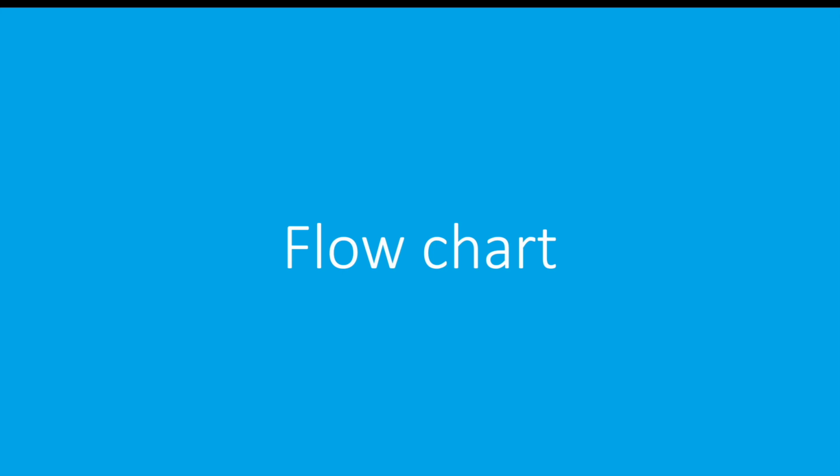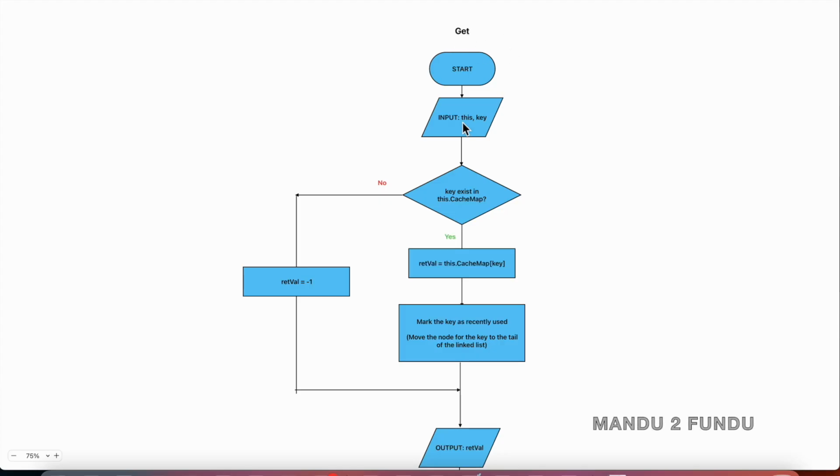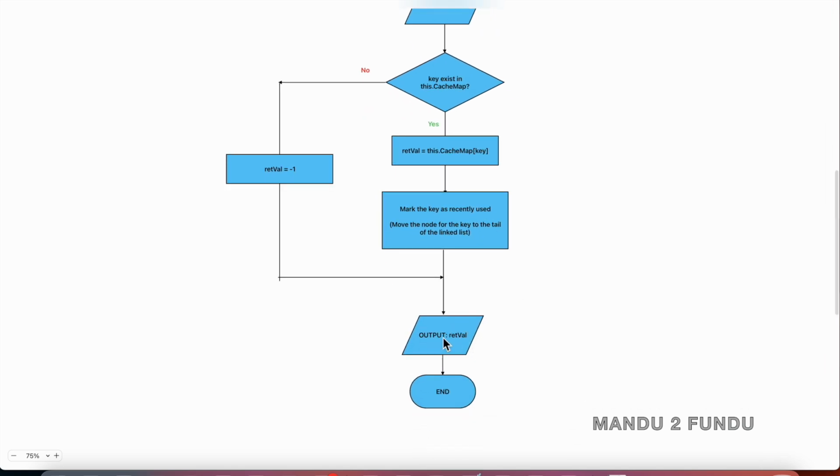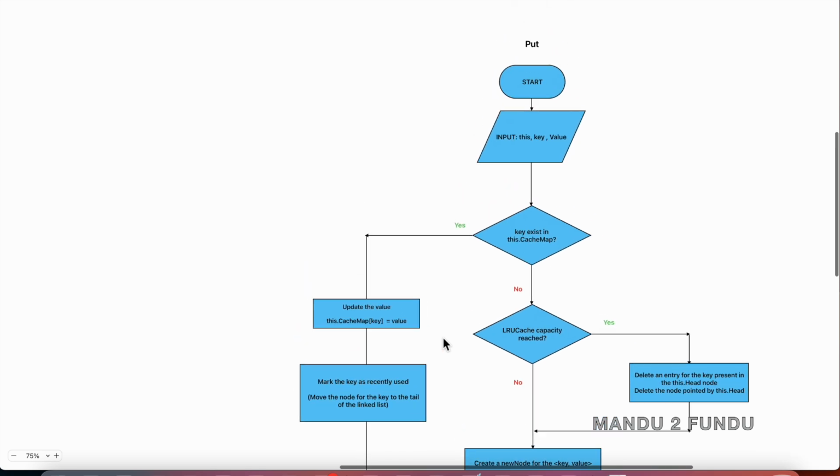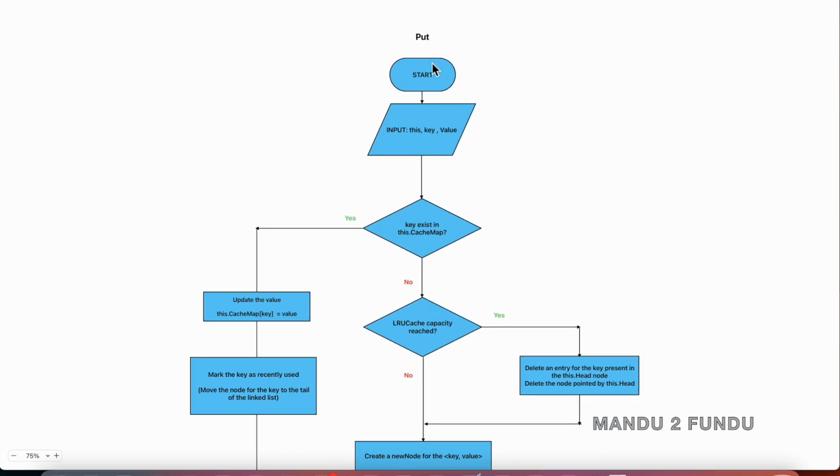Let's look at the flowchart. Input for the get method is the LRU cache and the key value. First we check whether the key exists in the cache map. If it doesn't exist, we assign -1 as the return value and then return that value. If the key exists, then we assign the value of that key to retval and then mark the key as the recently used. Basically, we move that corresponding node to the tail of the linked list and then return the return value.